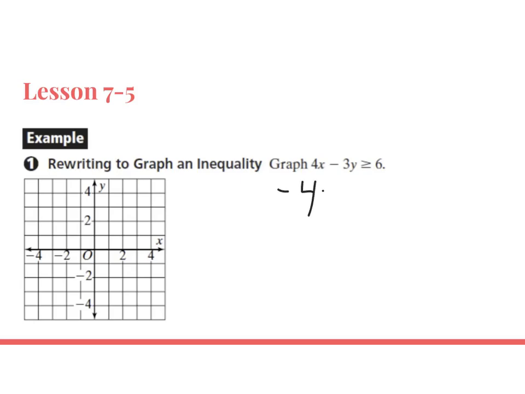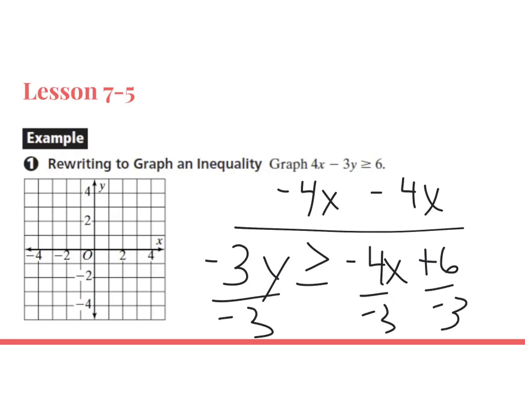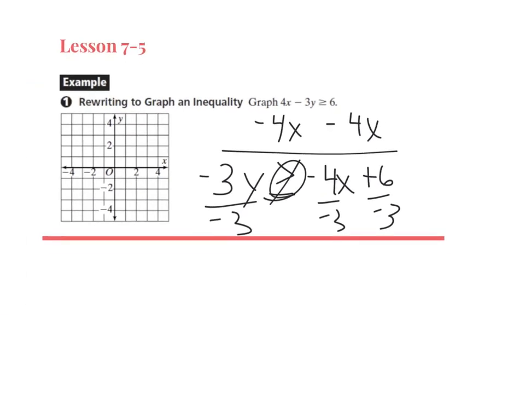So my first step is to subtract 4x from both sides of the inequality here, and I'm left with negative 3y is greater than or equal to negative 4x plus 6. I'm going to divide everything by a negative 3. Yep, that bell's going off in your head, isn't it? I got to flip that inequality sign around.